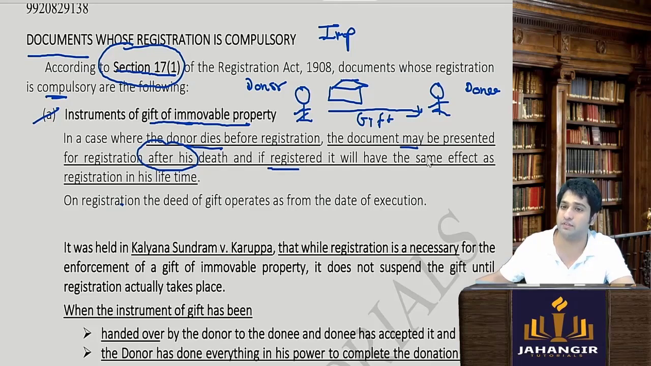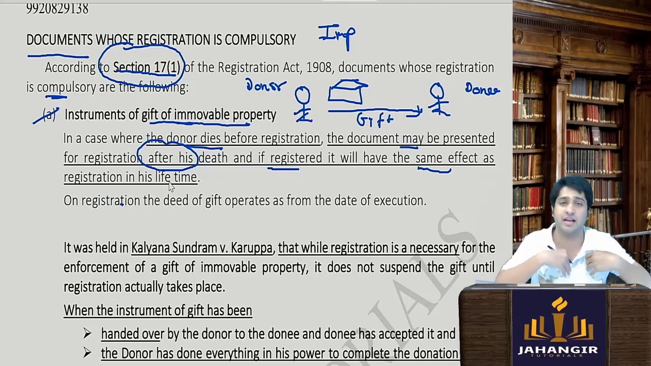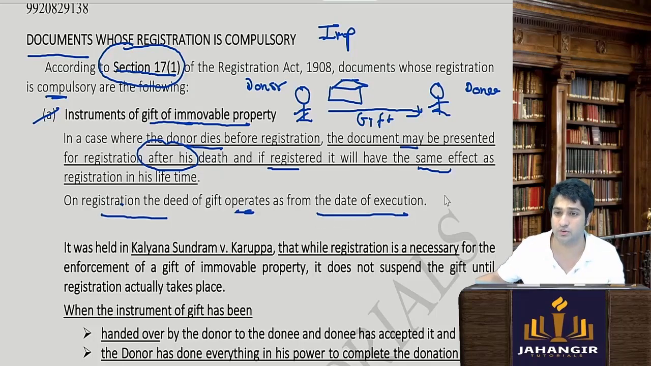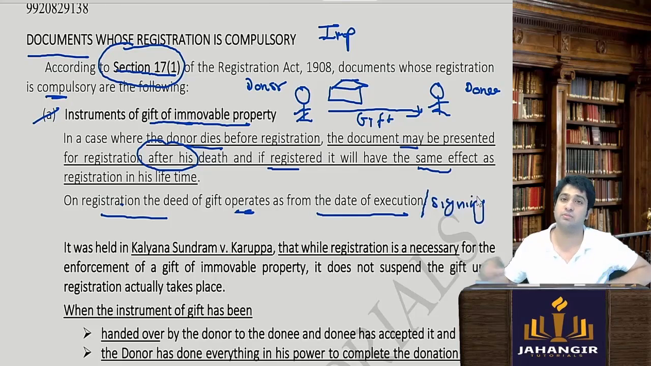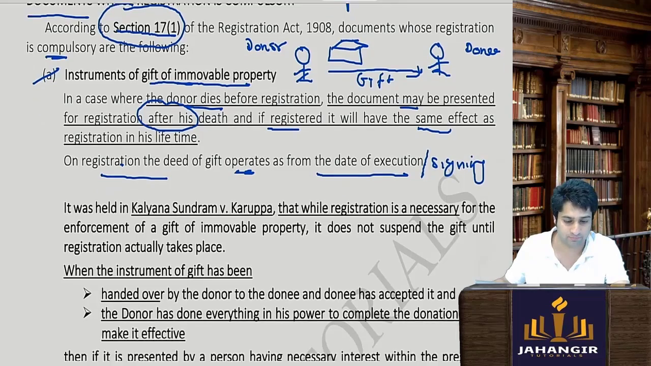If registered, it will have the same effect as if it was registered during his lifetime. तो अगर डोनर मर भी गया, but during his lifetime he had made the gift deed, he did everything to make the transfer valid, then the registration can still take place. On registration of the deed, the gift operates from the date of execution. Execution means signing. जब ओनर ने साइन किया तभी से उसका इफेक्ट हो जाएगा.